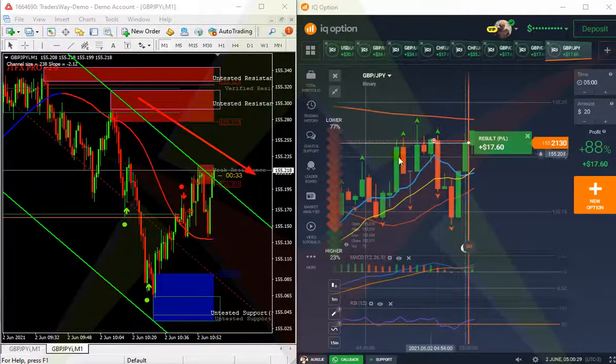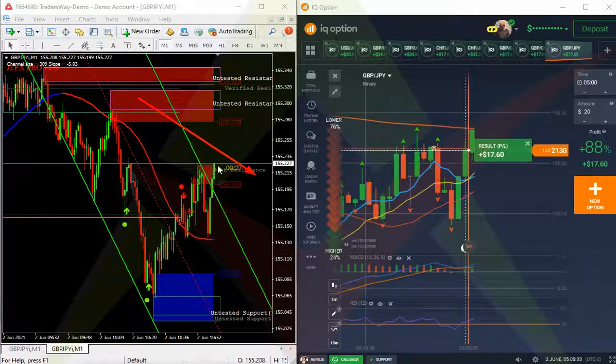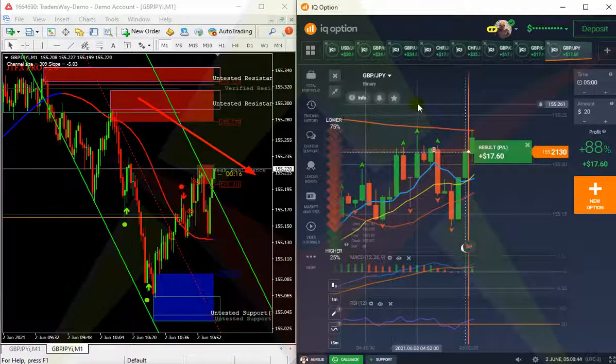So I think that really explains the power of the newly improved Alpha Zones indicator. And you can see now how the trend lines are changing in relation to the previous reversals in this area. So that's basically it.